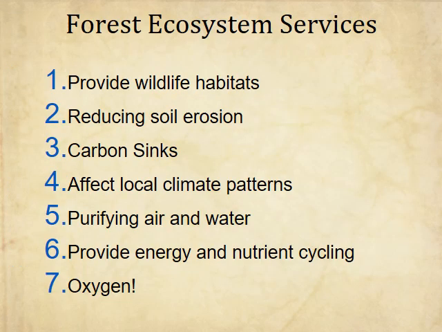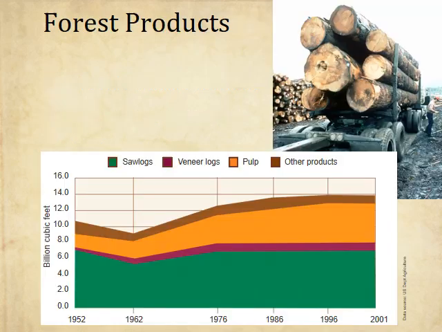Okay. We have a lot of forest ecosystem services. They provide wildlife habitat, they reduce soil erosion, they provide carbon sinks, they affect local climate patterns, they purify air and water, they provide oxygen and nutrient cycling, which we as humans need. And the biggest thing is oxygen for us. Without trees, we can't breathe.